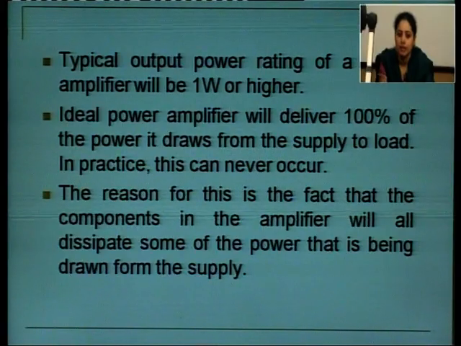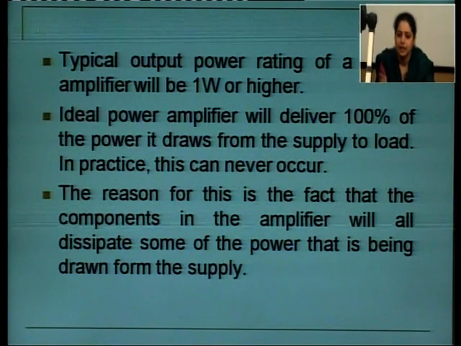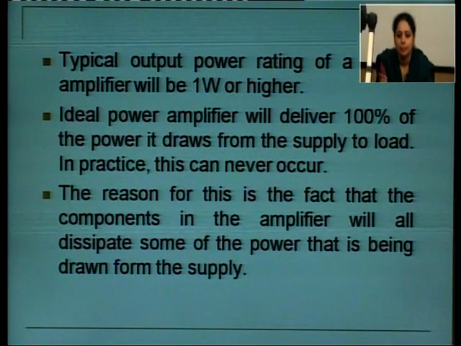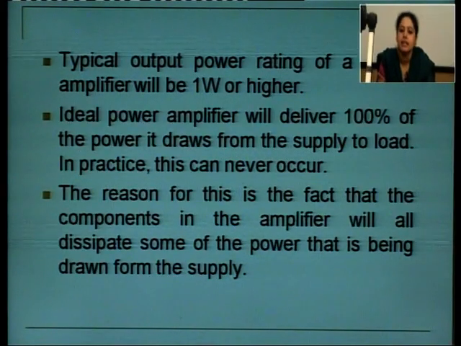The ideal power amplifier will deliver 100% of the power it draws from the supply to the load. In practice, this can never occur. Ideally, the power amplifier takes the supply voltage and gives maximum at the output, but in practice, due to some losses, it never occurs. The reason for this is that the components in the amplifier will all dissipate some of the power that is being drawn from the supply.